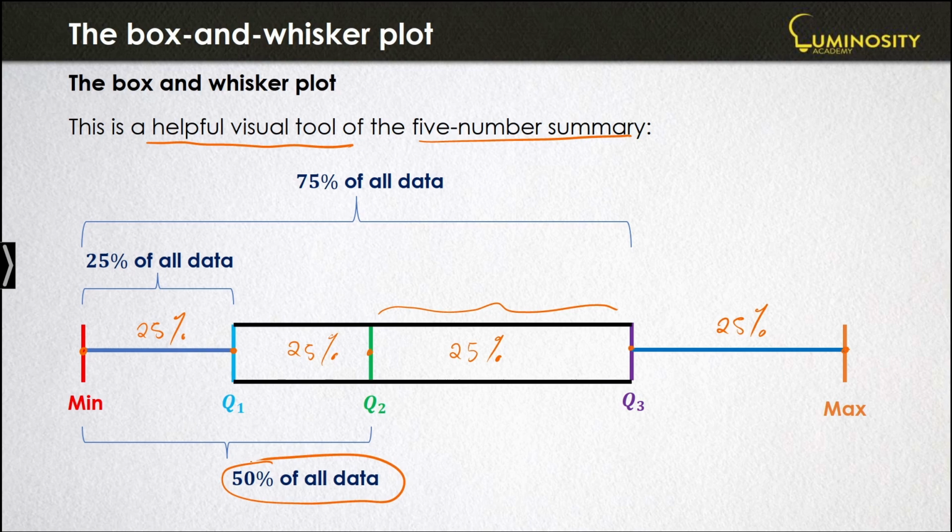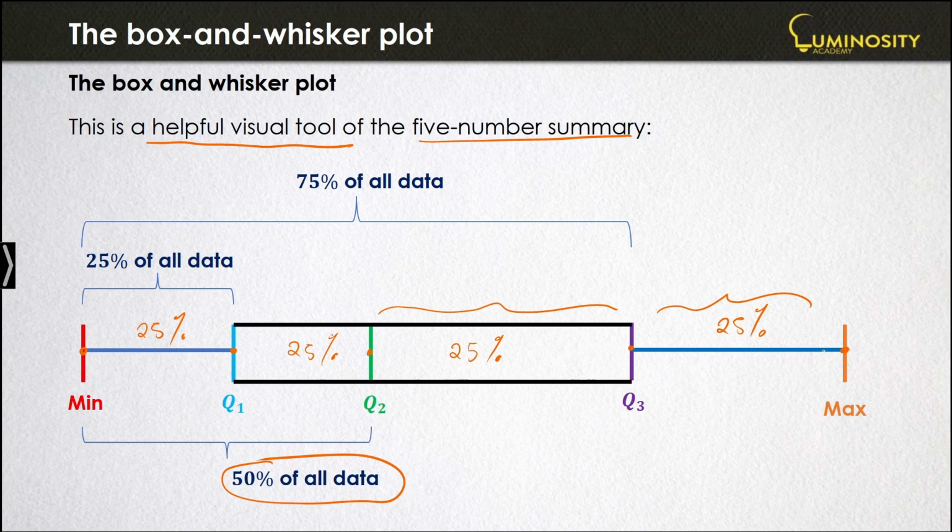Then after Q2 to Q3, that's another 25% of your data, and that'll be 75% of all your data. And then if you go 25% more to the end of the tail, you reach your maximum value, and that'll give you 100% of all your data. So the box and whisker plot basically visualizes those 5 important numbers in your 5-number summary.